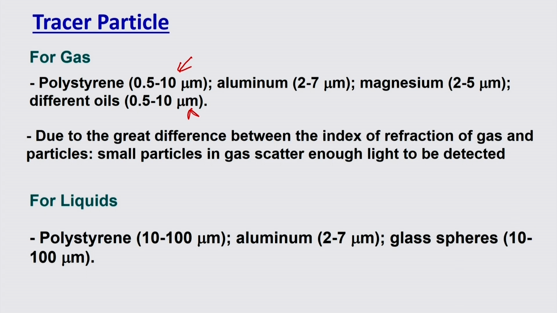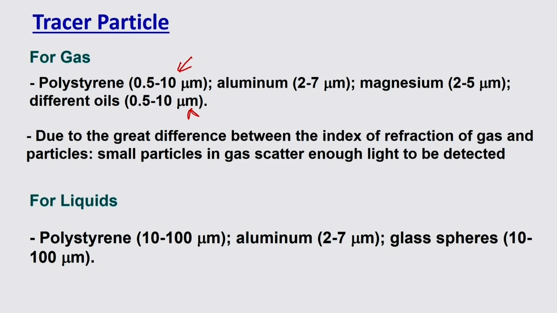So these are used as seed particles. Either it can be a small tiny oil droplet, a very small polystyrene bead, an aluminum bead, or a magnesium bead of different sizes. Now, what is the good thing? If you see here, the particle sizes are very small, in the range of 0.5 to 10 micrometer maximum. So why are the particle sizes so small here?